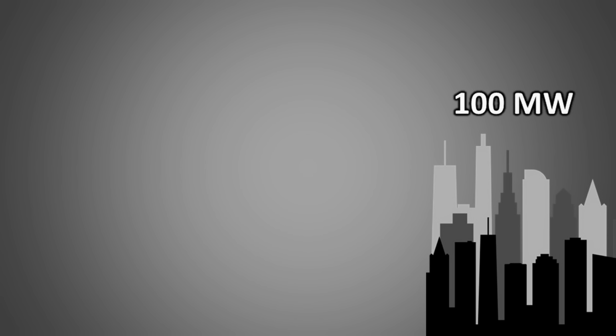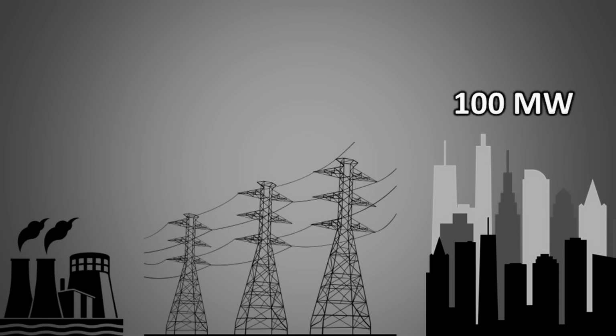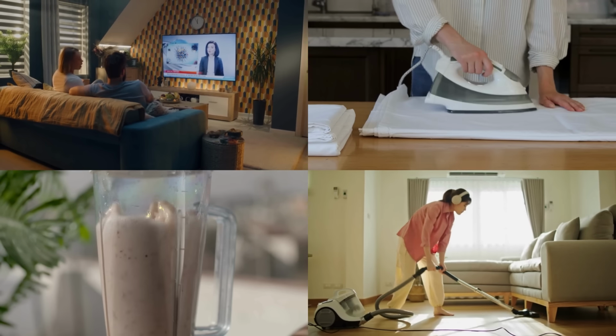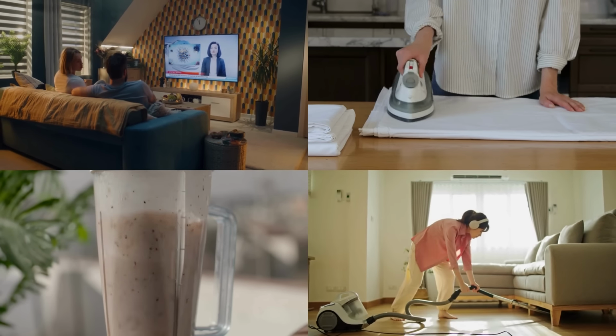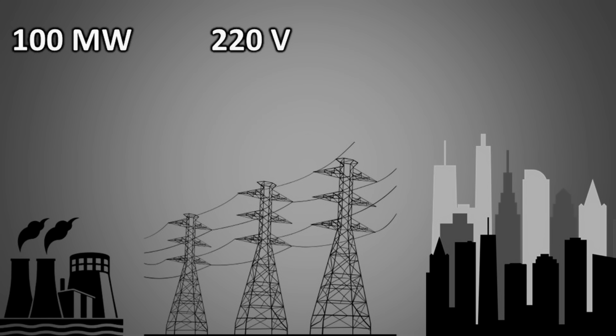Now imagine a city needs 100 megawatts of power. This electricity has to be brought from a faraway power station. In our homes, the voltage we use depends on the country we live in. Some countries use 110 volts, while many others use 230 volts. If we try to bring 100 megawatts of power at 220 volts, the current required will be almost 450,000 amperes.